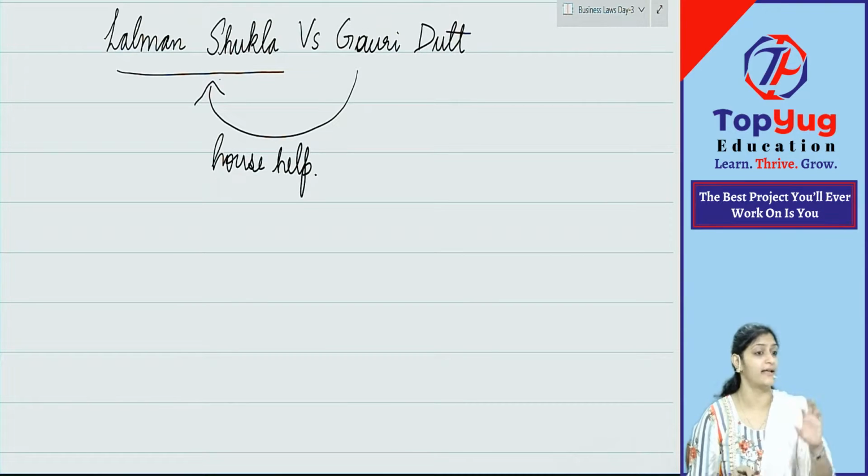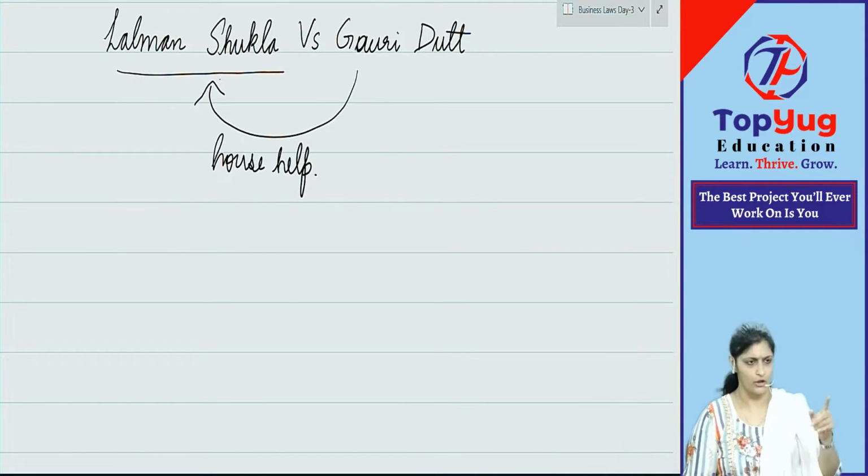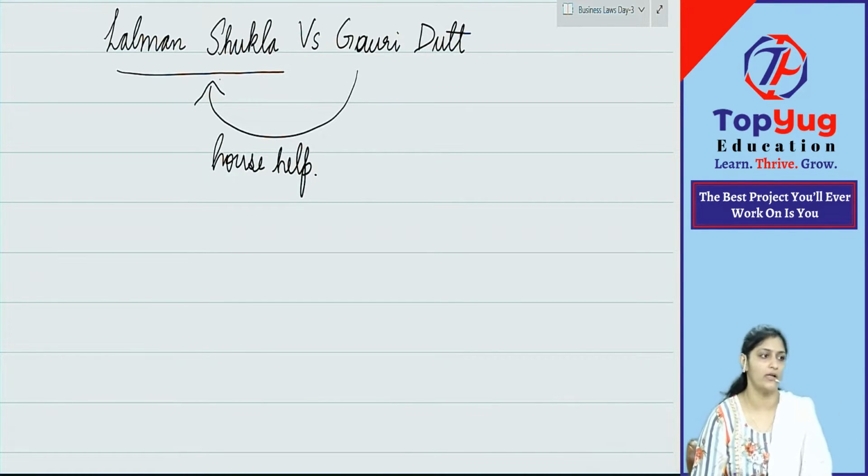What did Gauri Dutt say? "I will not give you anything. You do whatever you want to do. I will not give you anything. You are my servant. I will not give you anything." This is what was told by Gauri Dutt.